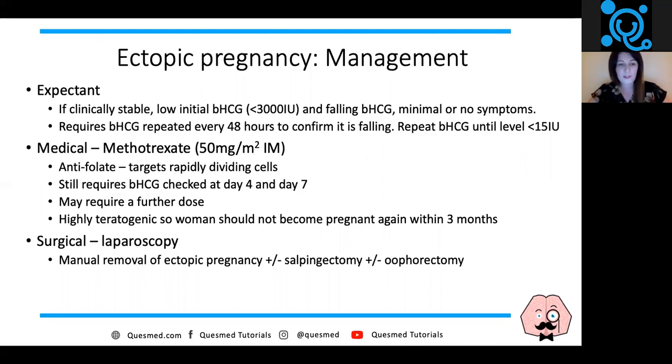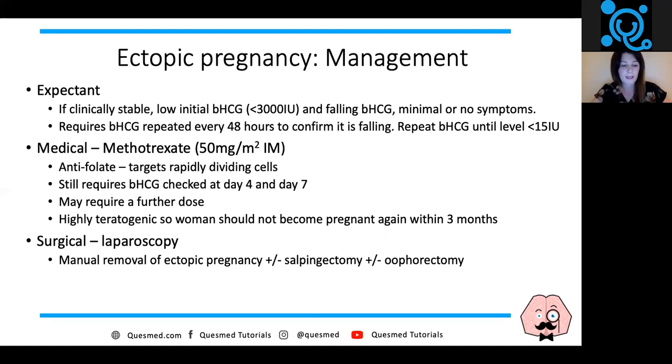Methotrexate, obviously, is highly teratogenic, so the woman must be counselled not to become pregnant again within 3 months of having methotrexate treatment. And surgical management is via laparoscopy. So telescope into the abdomen to manually remove the ectopic pregnancy and the structure to which it's attached. So quite often that involves removal of a fallopian tube or an ovary.